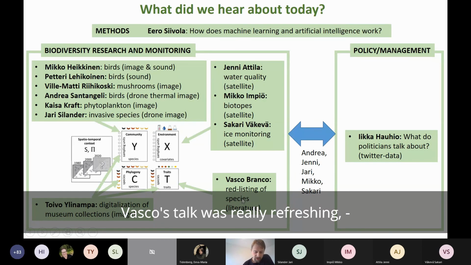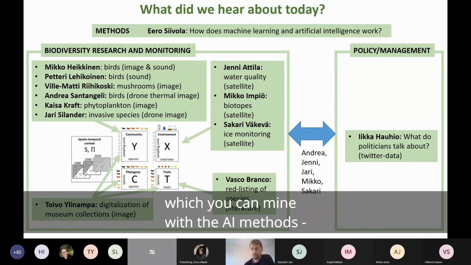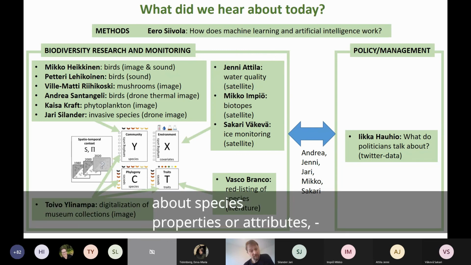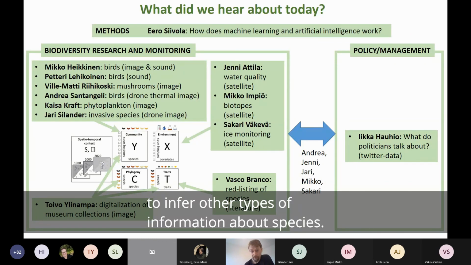Vasko's talk was really refreshing, a really different approach, where all existing literature can be mined with AI methods to, in this case, learn something about species traits, species properties or attributes, in this case still red listing, but for sure you can use the same kinds of methods also to infer other kinds of information on species.